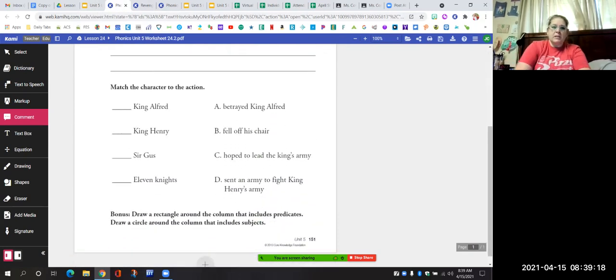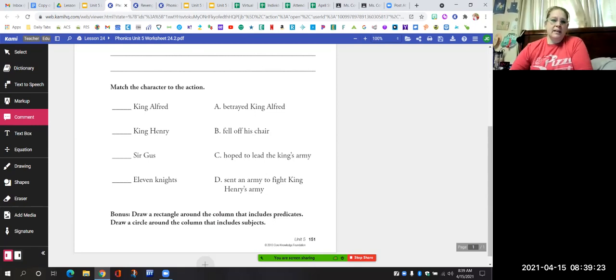And then the next part says, match the characters to the action. On the left side, you have the characters: King Alfred, King Henry, Sir Gus, and 11 knights. And you are going to match them to the actions. Each action has a letter in front of it. You're going to put the letter in front of the character that did that action. We have A, betrayed King Alfred. B, fell off his chair. C, hoped to lead the king's army. And D, sent an army to fight King Henry's army.